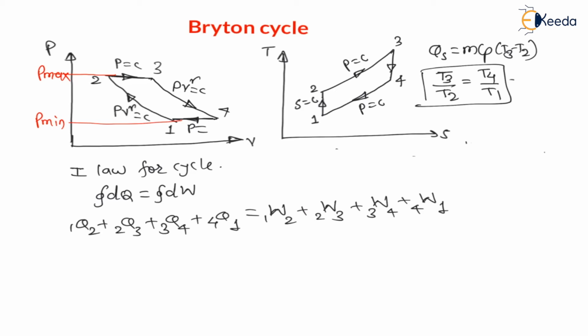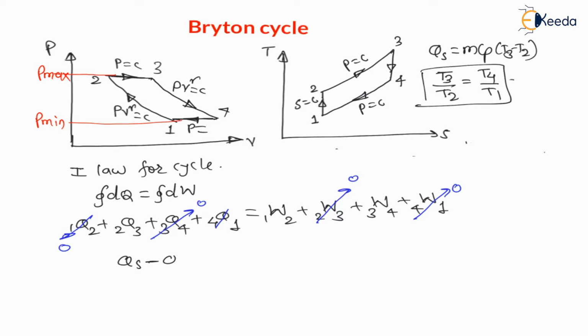So we have already seen that heat of process 1 to 2 is 0, heat of process 3 to 4 is 0, but there is a heat for the 4 to 1 process. As well as work of process 2 to 3 is 0 and work of process 4 to 1 is 0. That we have already derived in the analysis. So my dear students, heat of process 2 to 3 is heat supply. Now heat of process 4 to 1 is heat rejected, which is negative.